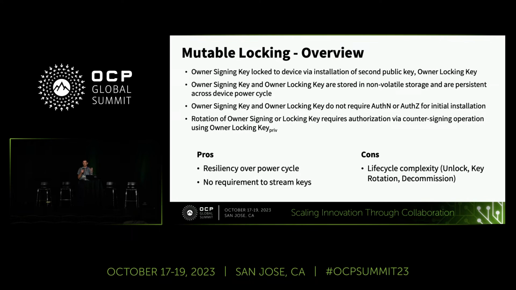Which is obviously a positive benefit. Now, what about cons? Well, the cons, this is basically the inverse of volatile, right? Because we've now locked the device and it's locked over a power cycle, we now have additional lifecycle complexity. And practically speaking, what that means is that if you want to rotate any keys, decommission the device, or scrap the device, you're going to have to unlock the device. And in order to unlock, you have to go through that whole authorized unlock flow that I described before.